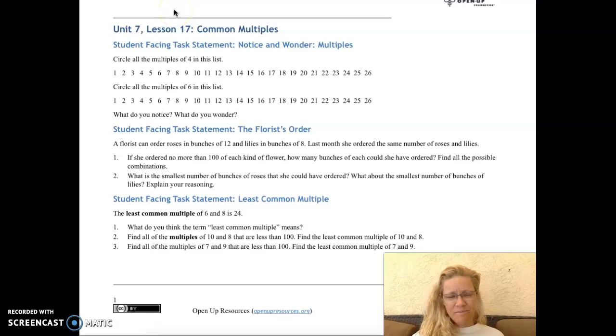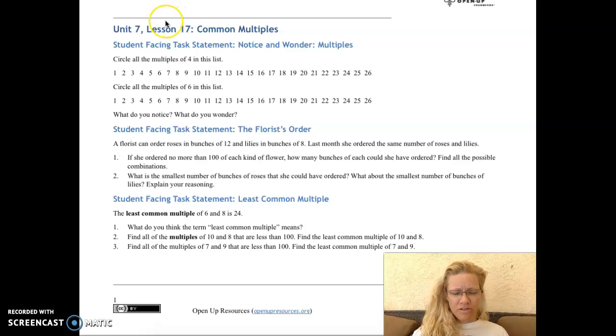Hey guys, today I'm going to be teaching about common multiples. It's your homework from Unit 7, Lesson 17 this week, and I thought I'd go over it with you. If you were getting stuck on it, here's some explanation.